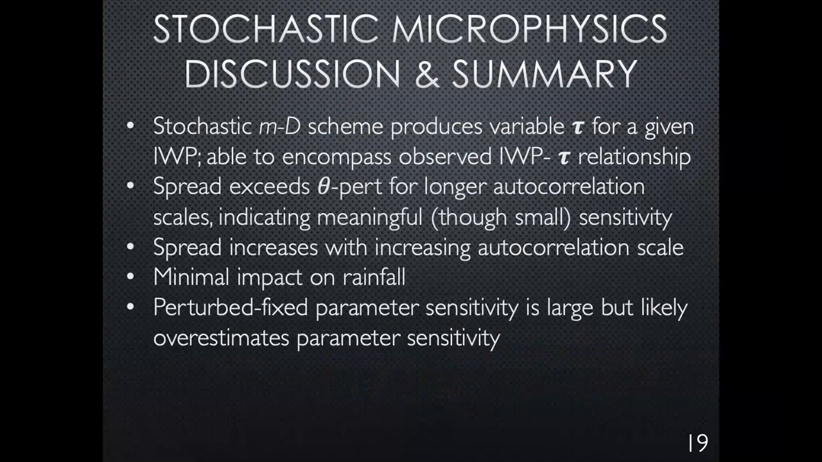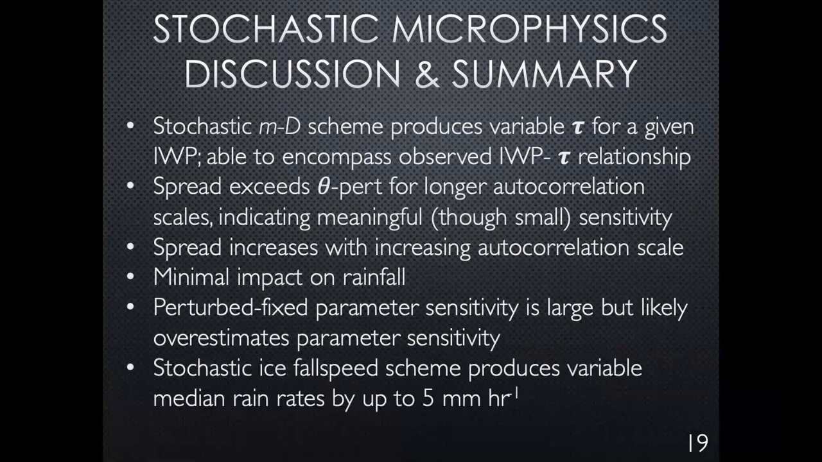And perhaps what I think is the most important result from this is that the perturbed fixed parameter sensitivity is large. And as I mentioned, this is typically what's done in sensitivity studies in order to quantify the sensitivity to a parameter. But if we do something like this, it's likely overestimating the parameter sensitivity, especially in cases where parameter variability is known to exist through observations, as we showed with the mass size relationship.